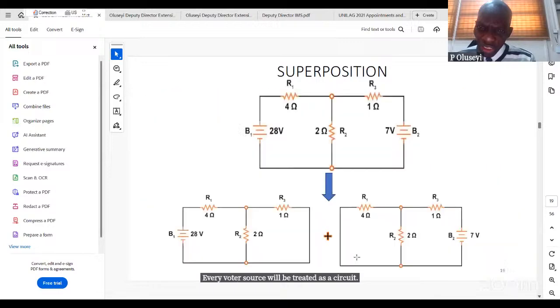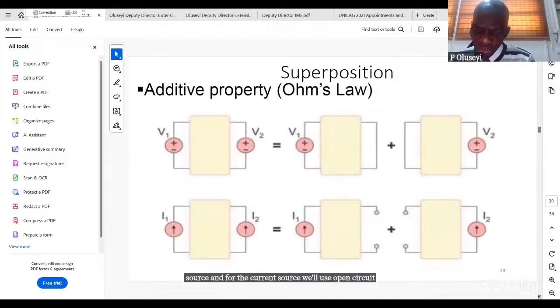Look at what we did here. The 7-volt battery, we short out that terminal, while the 28-volt battery was shorted out for the second analysis, when the 7-volt was active. So this you must not forget. You short out the terminal of the voltage source, and for the current source, we use an open circuit. Please don't forget that.